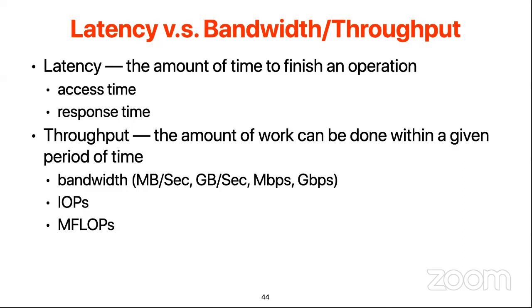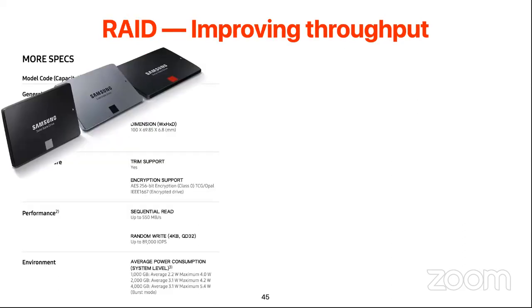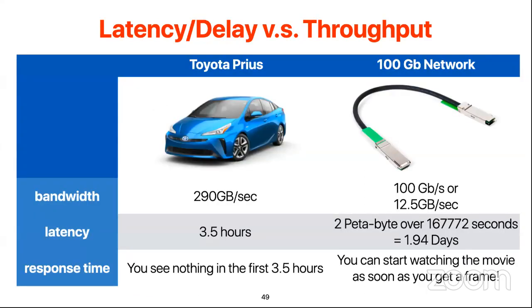When you purchase cable service, they will tell you the bandwidth. When you purchase a solid state drive, they tend to tell you the IOPS. When you purchase a GPU, they will tell you the T-flops or M-flops, right? So those are all throughputs. So what's wrong with that? Let me give you just one example, and hopefully that will give you some idea about the difference.